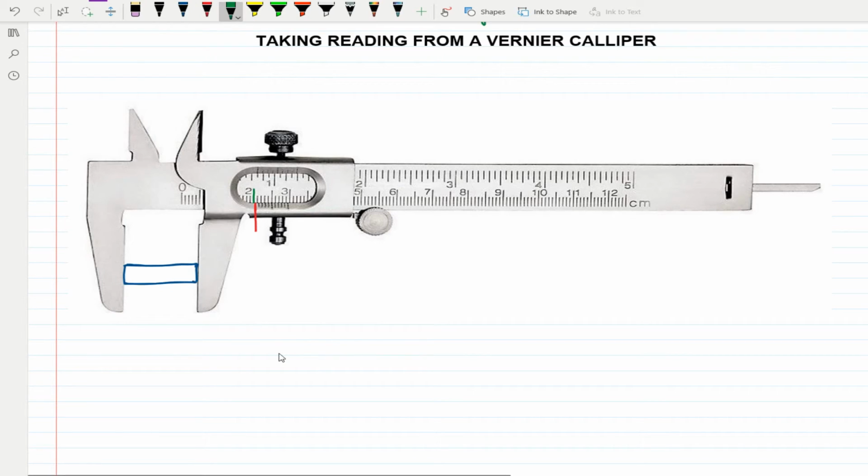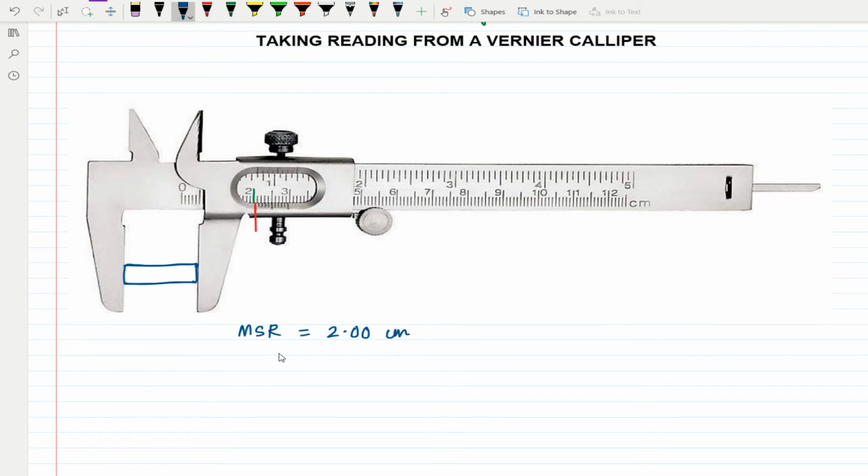Okay, so the main scale reading, we say MSR, will be equal to whatever is the value of that green line which I have drawn above. You can see it is 2 centimeter. So you will write 2.00 centimeter.